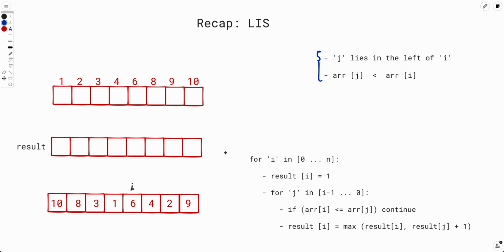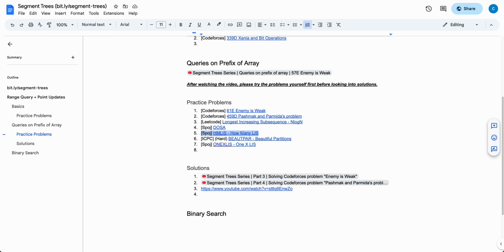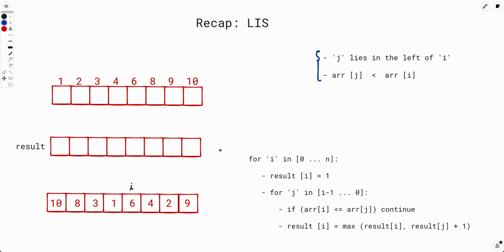Before solving the fifth problem, which is how many LIS, we will first try to do a small quick recap of the previous problem, because this problem is a prerequisite to solve the current problem, how many LIS. So the problem was we are given an array and we have to find out the length of the longest increasing subsequence, right? So in this case, the length of the longest increasing subsequence is 3. So 1 6 9 is a longest increasing subsequence and its length is 3. So the answer here is 3, right?